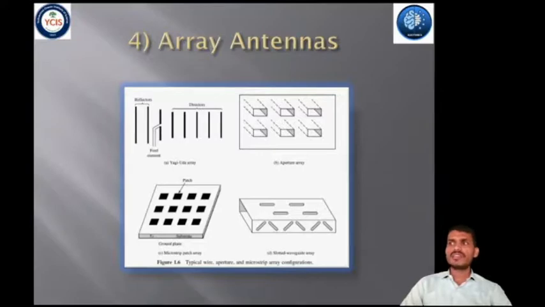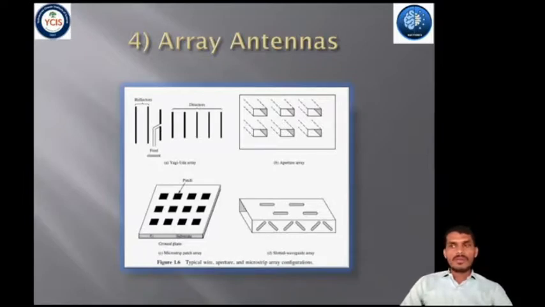in which usually the term array is reserved for an arrangement in which individual radiators are separate, as shown in this figure 1, that is A to C. However, the same term is also used for an assembly of radiators mounted on a continuous structure, as shown in figure D.